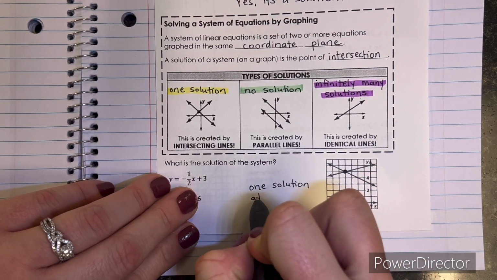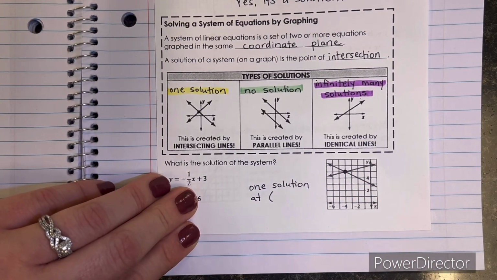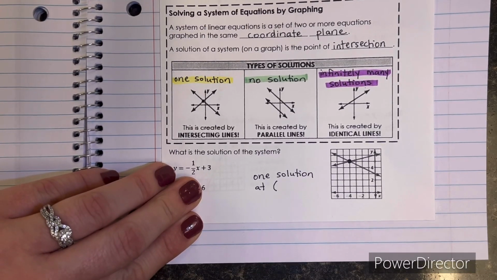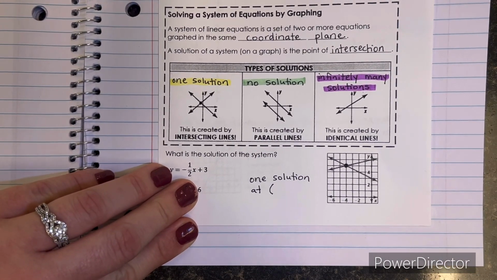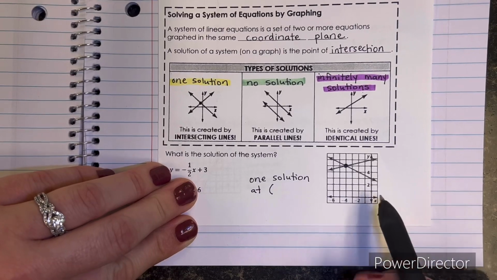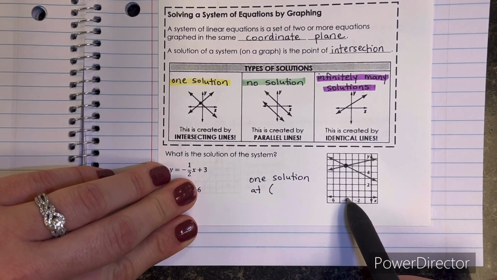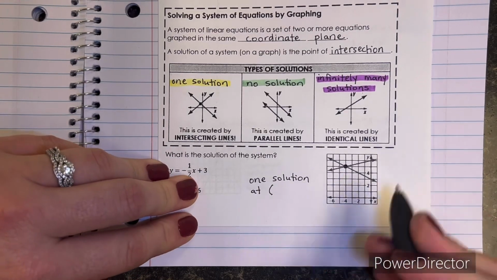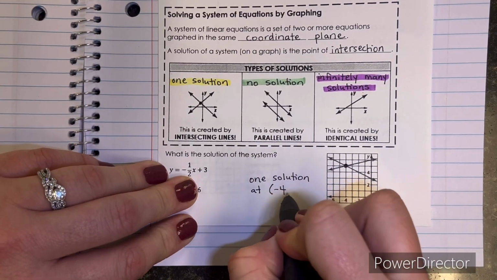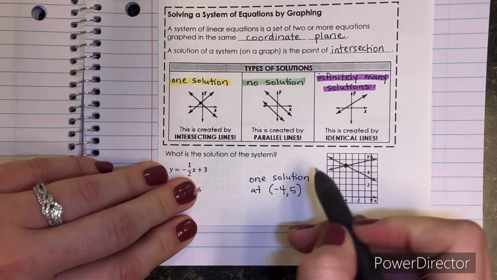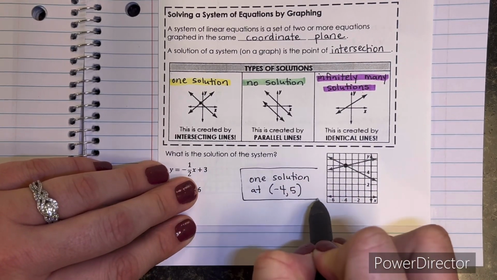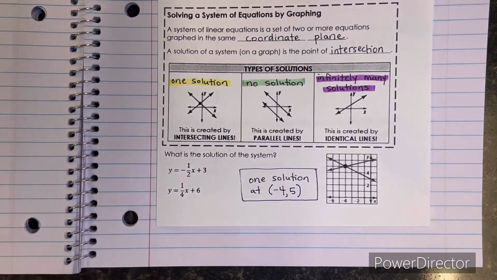And then I need to list the ordered pair. That's the key. Anytime you have a system, you need to list what the solution is as an ordered pair. So if we count, right here is 0, 0. So I'm going to go -4, +5. So -4, +5. And this is my answer. And that's it.